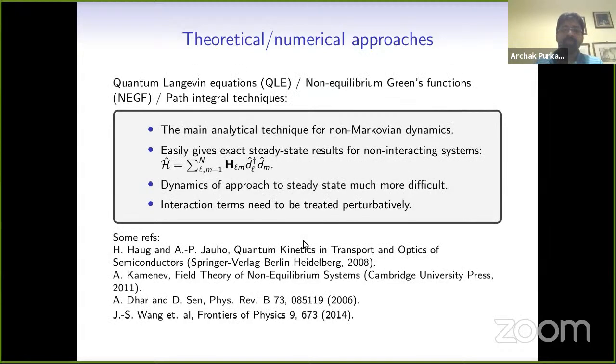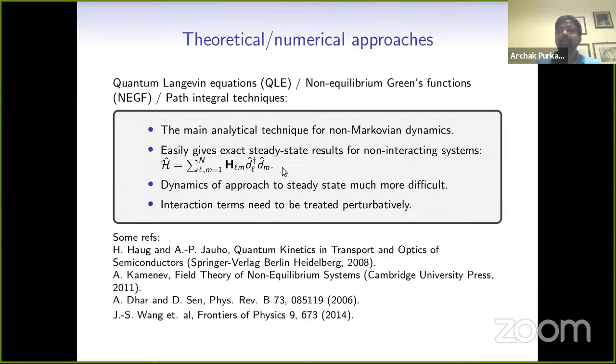Then there is this set of techniques, and these are the go-to techniques for any analytical treatment of non-Markovian systems. There is something called Keldysh-Schwinger also, which is part of all these things. If you have a linear system, and this is what I meant by a linear system, if you have the full Hamiltonian of the system and the baths and so on, and you can write it in this form, then the equations of motion will be linear. And for such systems, these techniques can give you exact results.